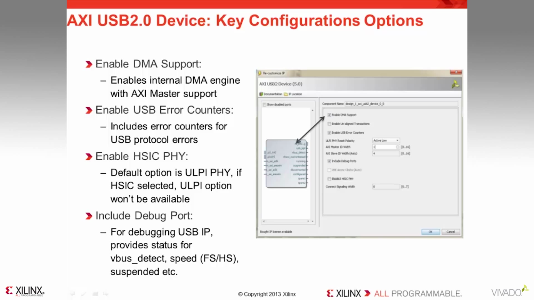So when you enable DMA support, M_AXI port becomes visible. Similarly, when you enable debug ports, the debug ports become visible on a port map. Now the debug ports include VBus detect, speed, suspend, etc. There is also enable HSIC PHY option, which when selected grays out ULPI PHY option. Enable USB error counter includes error counters for USB protocol errors.